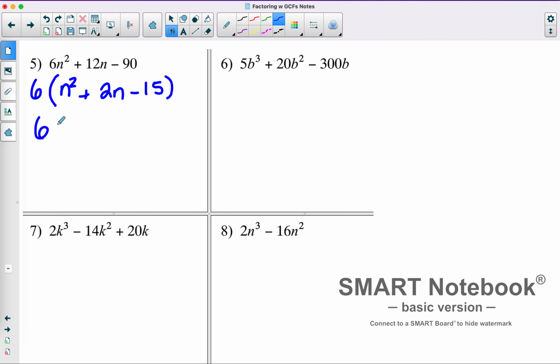And we continue factoring. That would have been 6, n plus 5, n minus 3.